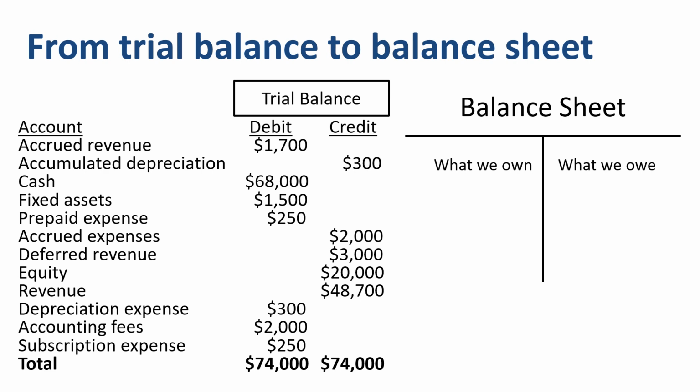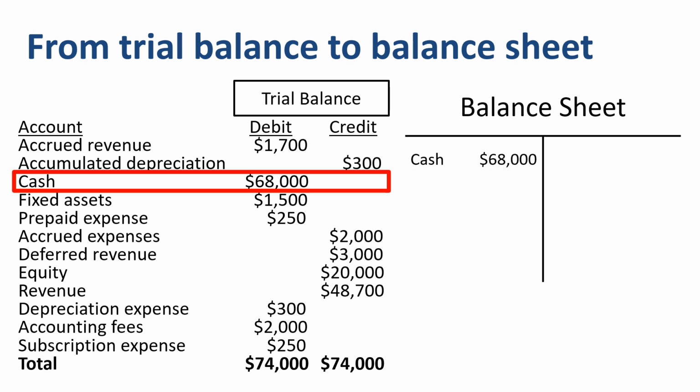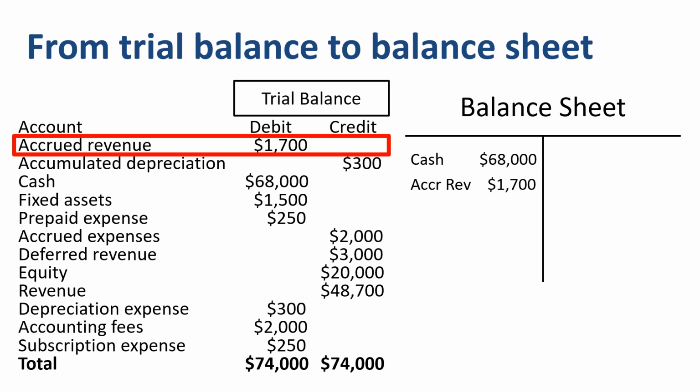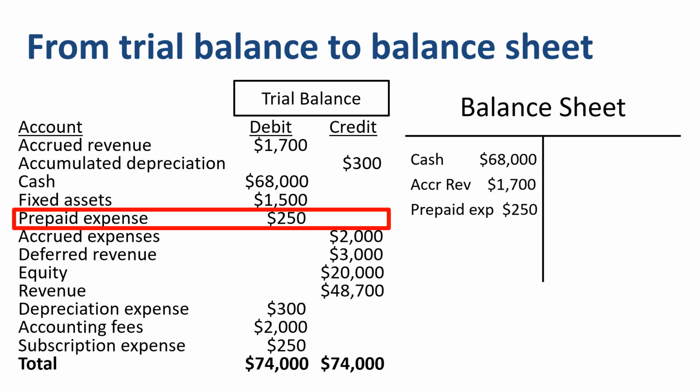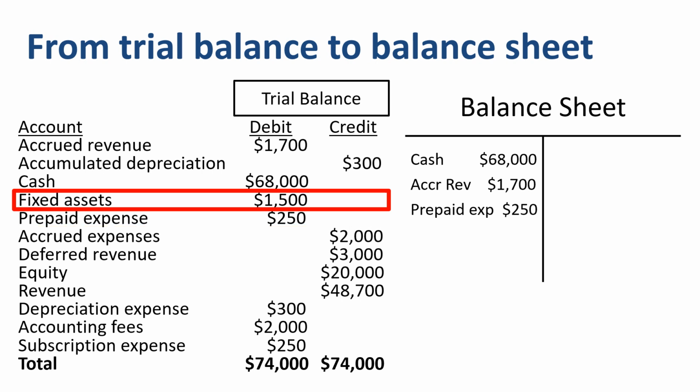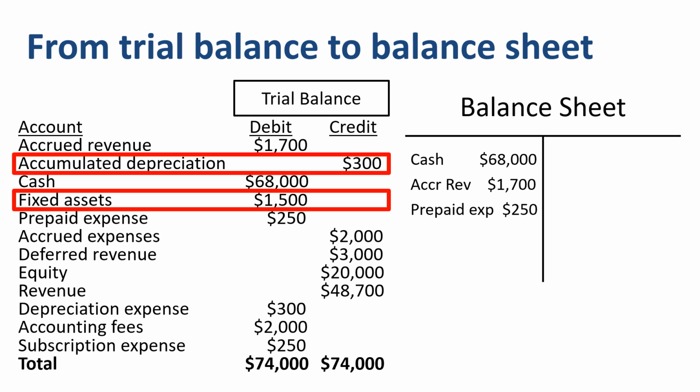The most liquid asset is cash of $68,000. In this example, accrued revenue of $1,700 and prepaid expense of $250 are next. Then we go to fixed assets. For balance sheet purposes, I would combine fixed assets of $1,500 debit with accumulated depreciation of $300 credit to net fixed assets of $1,200. The sum of the asset accounts is $71,150.